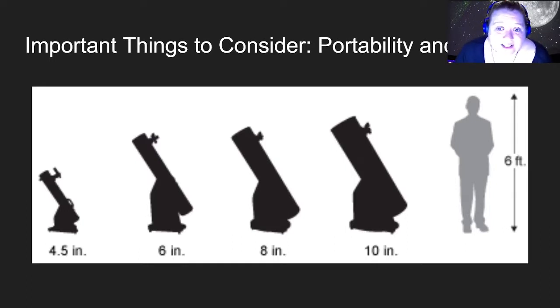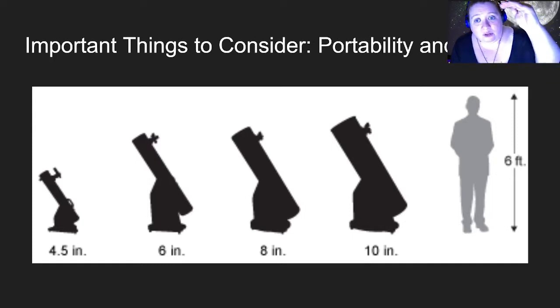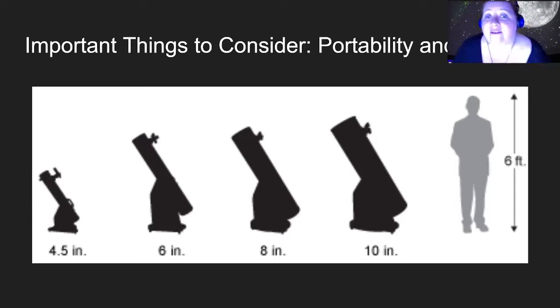So you need to consider whether you're going to be lugging this thing to different sites, or if it's just going to stay in your backyard. You also need to consider who's going to be using it, because in a lot of cases, with the bigger telescope, your eyepiece where you look through the telescope is going to be higher off the ground. So if you have a lot of younger, smaller kids, you need to consider whether they will be able to reach that eyepiece or whether you're going to need something like a step stool in order for people to be able to look through it.